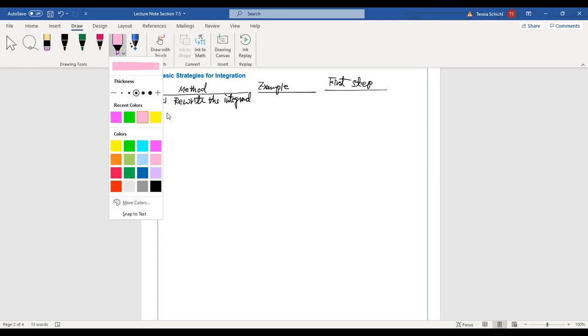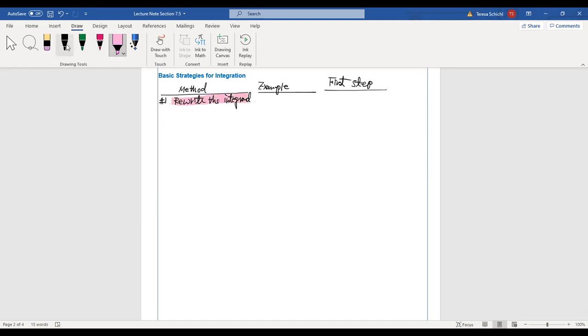You take a look at what your integrand is, and you might want to rewrite it. There are several ways you can rewrite it. This is where our example comes in. You can rewrite it using algebra. Just combine terms, FOIL the terms, and use your algebra skills to rewrite it into a form you can integrate.